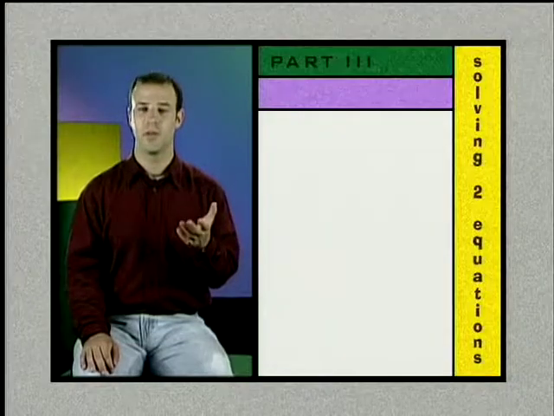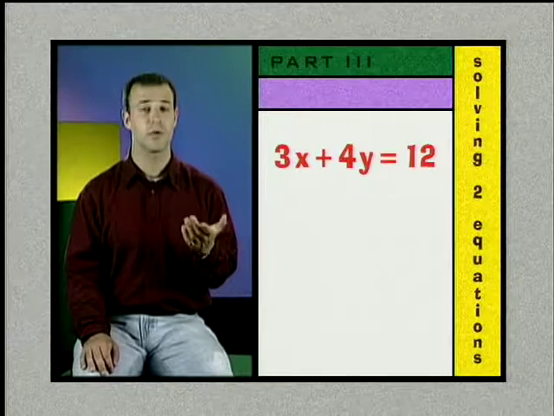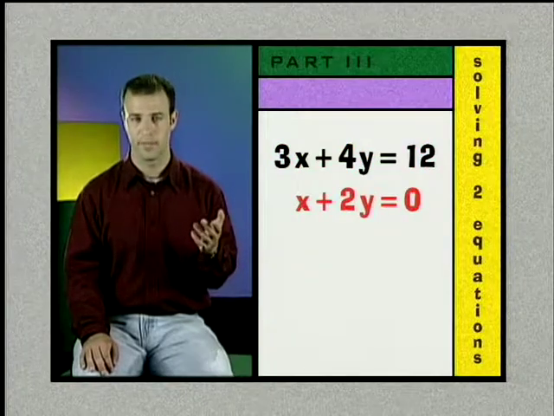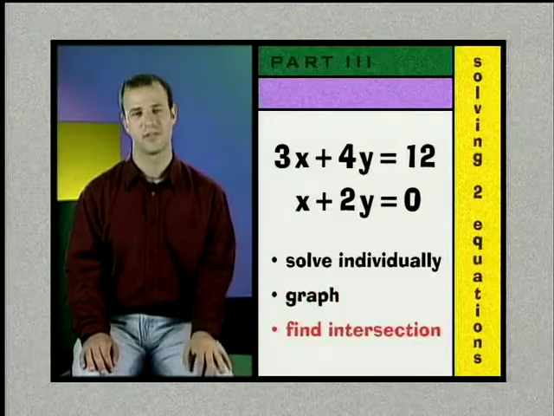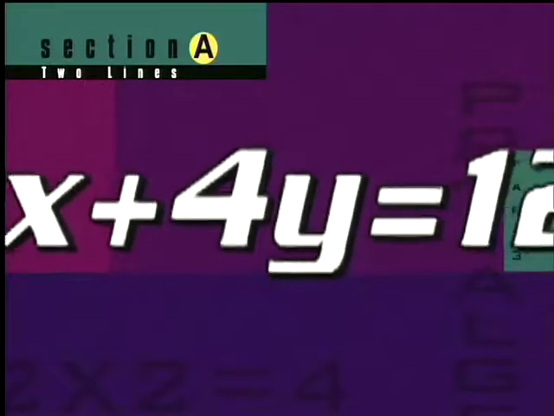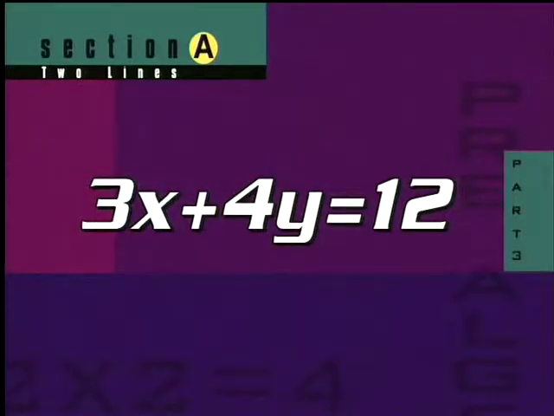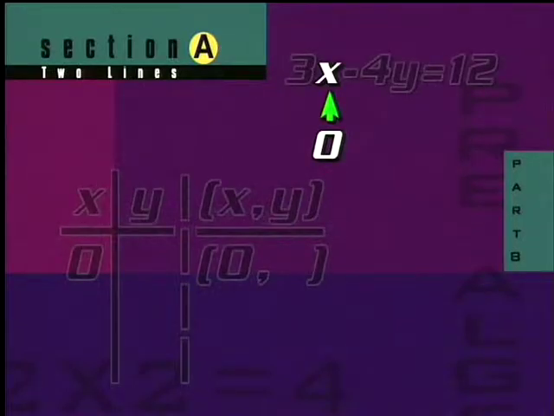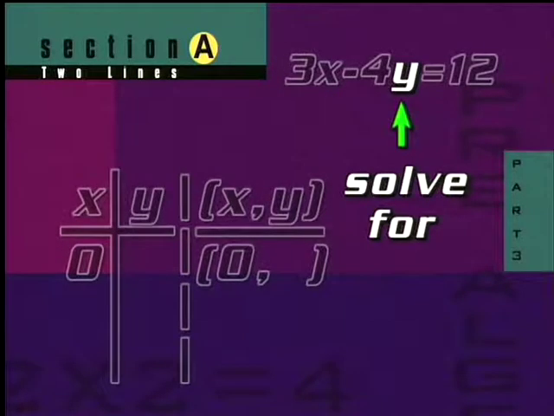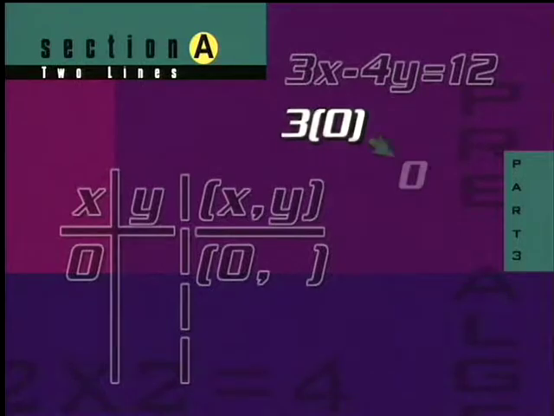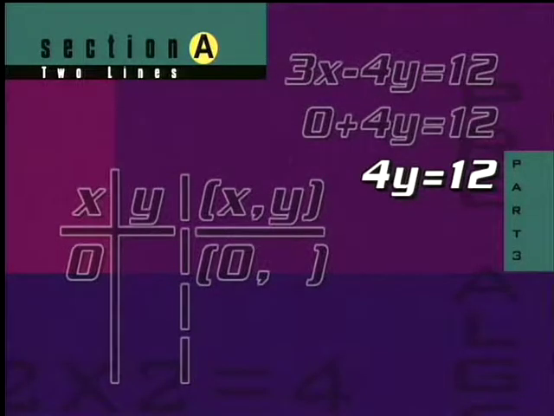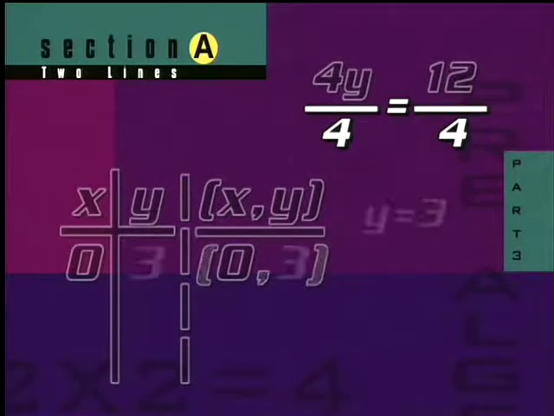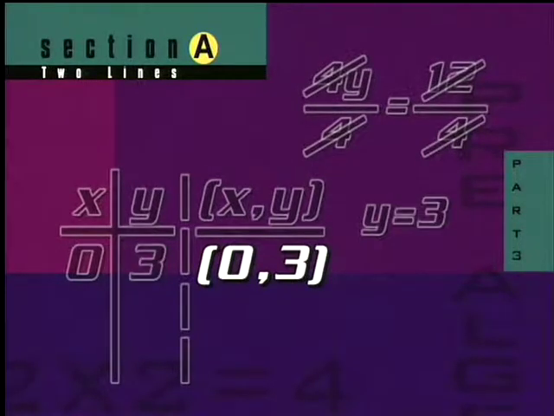Let's say we have the 2 equations 3x plus 4y equals 12 and x plus 2y equals 0. We're going to solve them individually first, then put them on our graph and figure out where they cross. For our first equation, 3x plus 4y equals 12, we want to plug in 0 for our x value and solve for y. When we do this, we get 3 times 0 equals 0 plus 4y equals 12, or 4y equals 12. We divide by 4 and get y equals 3. Our first pair of coordinates is 0, 3.